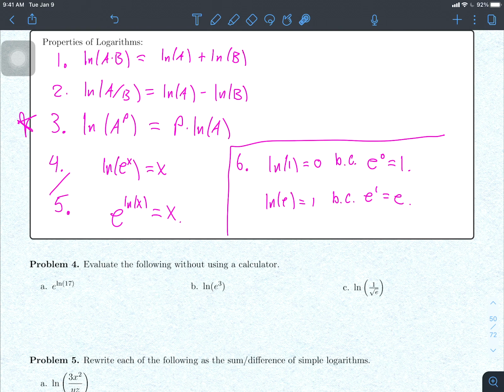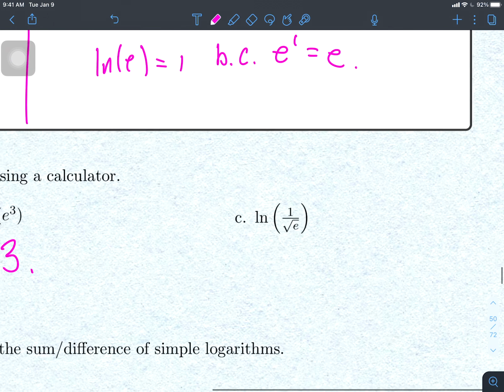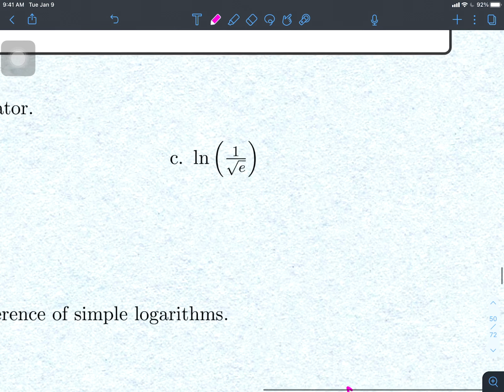Okay, how about the next one? Again, we're going to use property 4, right? ln of e to the 3. What do I get? 3. Very good. Okay, this one's got a little bit more substance. What should I do here?